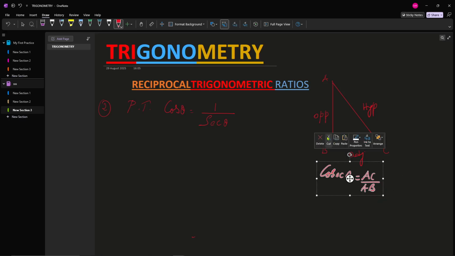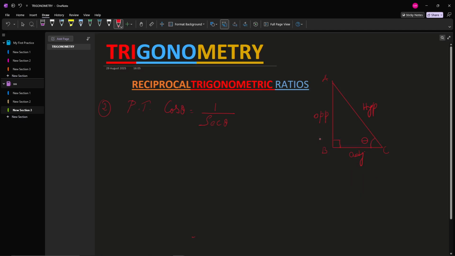In the same way, we are going to consider the triangle ABC, mark angle B as 90 degrees, then C is theta, with the opposite side, hypotenuse and adjacent. Now what is sec theta, according to the functions we've learnt? Sec theta is hypotenuse by adjacent. The hypotenuse is AC divided by the adjacent, that is BC.